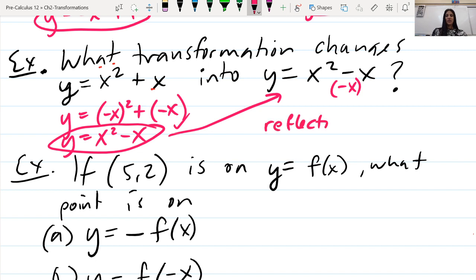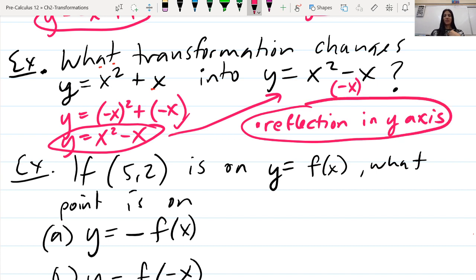So how do we do that? A reflection in the y-axis. If you think about it, you're flipping it over from positive x values to negative x values. Reflecting it in the y-axis or over that vertical line is what accomplishes this. So this is actually what your answer would be.